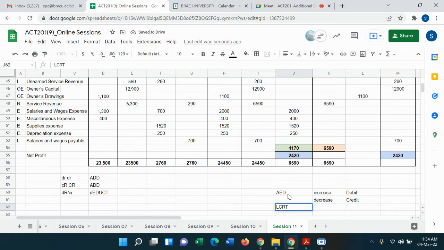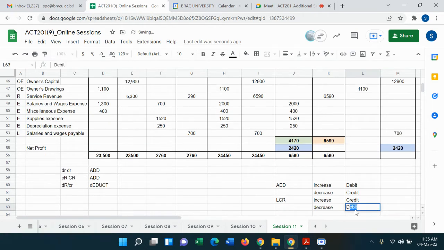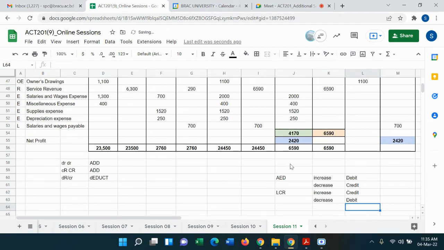On the other hand, liability, capital, revenue are just the opposite of this one. If increase, it should be credit; if decrease, it should be debit. Now, by the profit, the owner's claim increases. If claim increases, capital increases, then we have to credit it. Okay, all right.